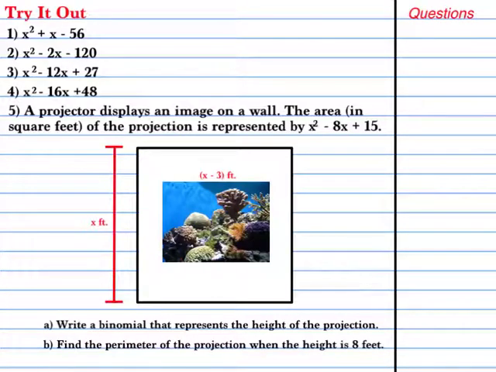So here's our try it out section, 1 through 4. You're going to factor. And once again, keep an eye out for the signs. That'll help tell you whether to look at example 1 or example 2 to help you solve. And then number 5 is a word problem with a picture to help you figure out what's going on. Go ahead and take a moment, try these out before moving on to the answers.